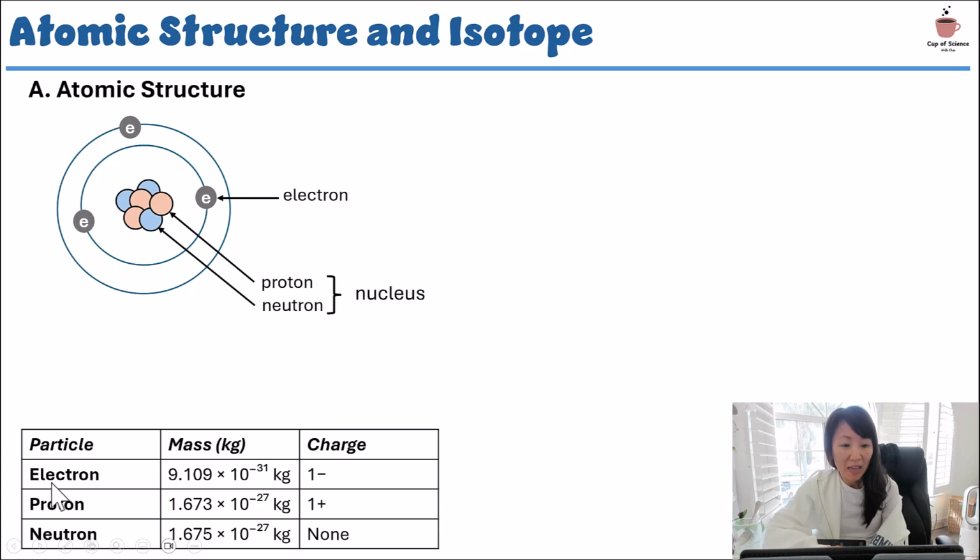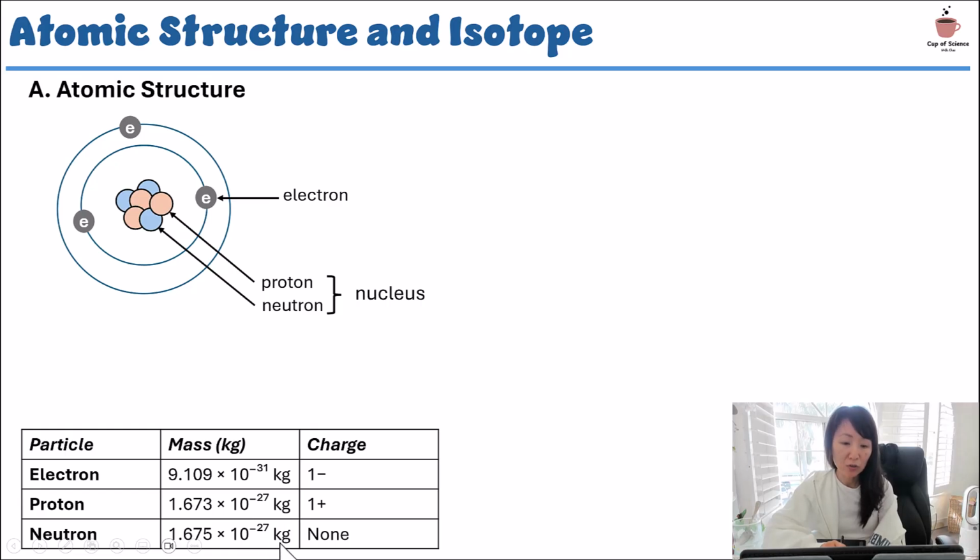Let's look at this table. You see the electron weighing 9.109 times 10 to the negative 31 kilograms. Very, very small. Its charge is a -1 charge. Whereas the proton weighs much greater, still small, but greater than the electron, at 1.673 times 10 to the -27 kilograms. And the neutron is 1.675 times 10 to the -27.